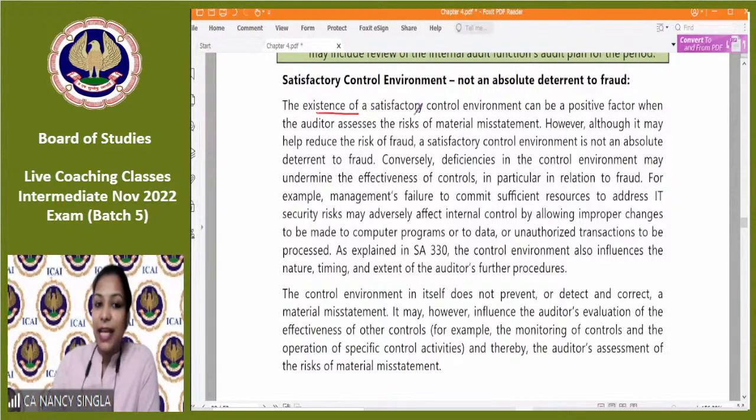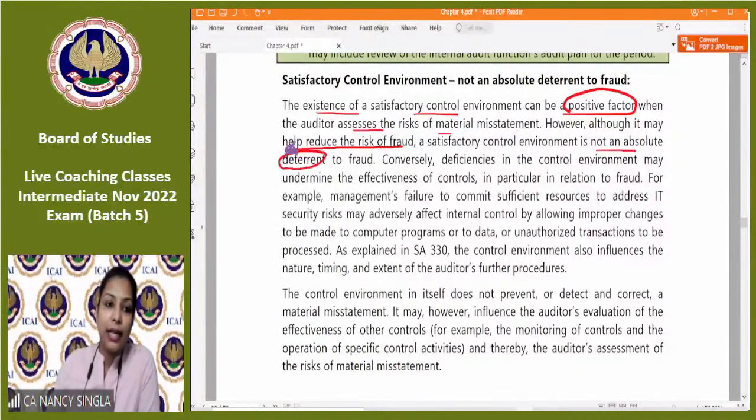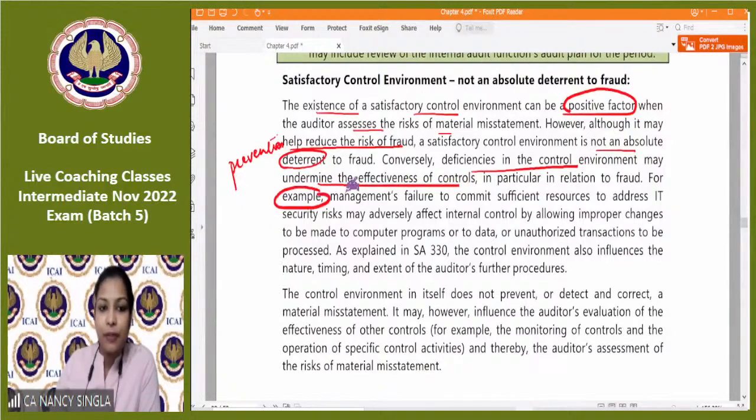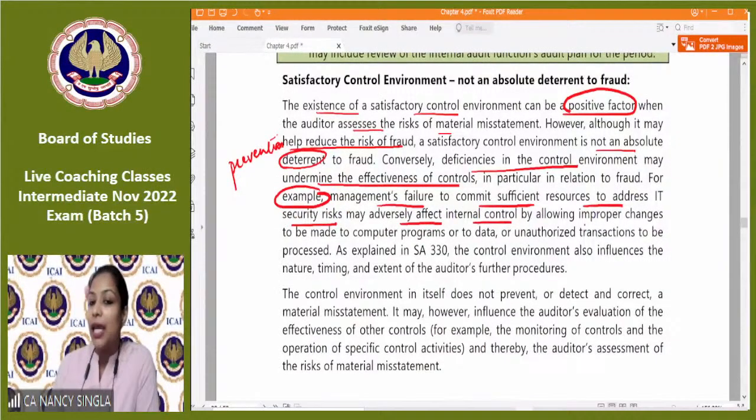So the existence of a satisfactory control environment can be a positive factor to assess the risk of material misstatement. However, although it would help to reduce the risk of material misstatement, it is not an absolute deterrent. Deterrent is what? Prevention. Conversely, deficiencies in the control environment may undermine the effectiveness of internal control. How? For example, management's failure to commit sufficient resources to address IT security risk may adversely affect internal control by allowing improper changes to be made to computer programs or data, or unauthorized transactions.